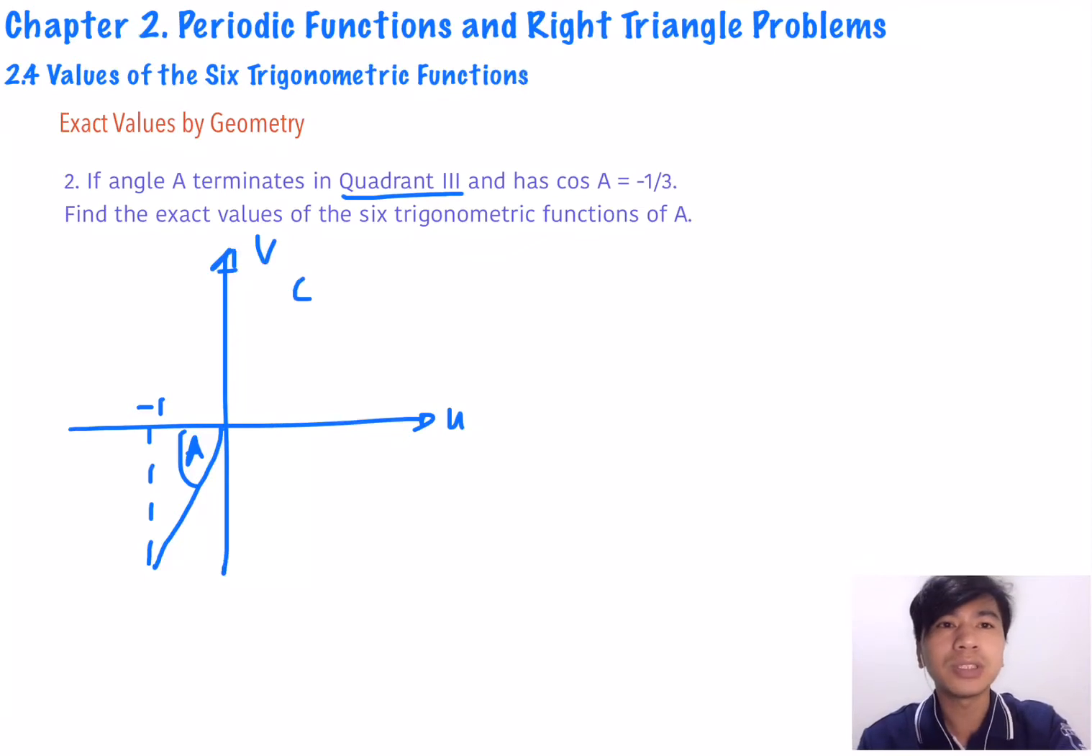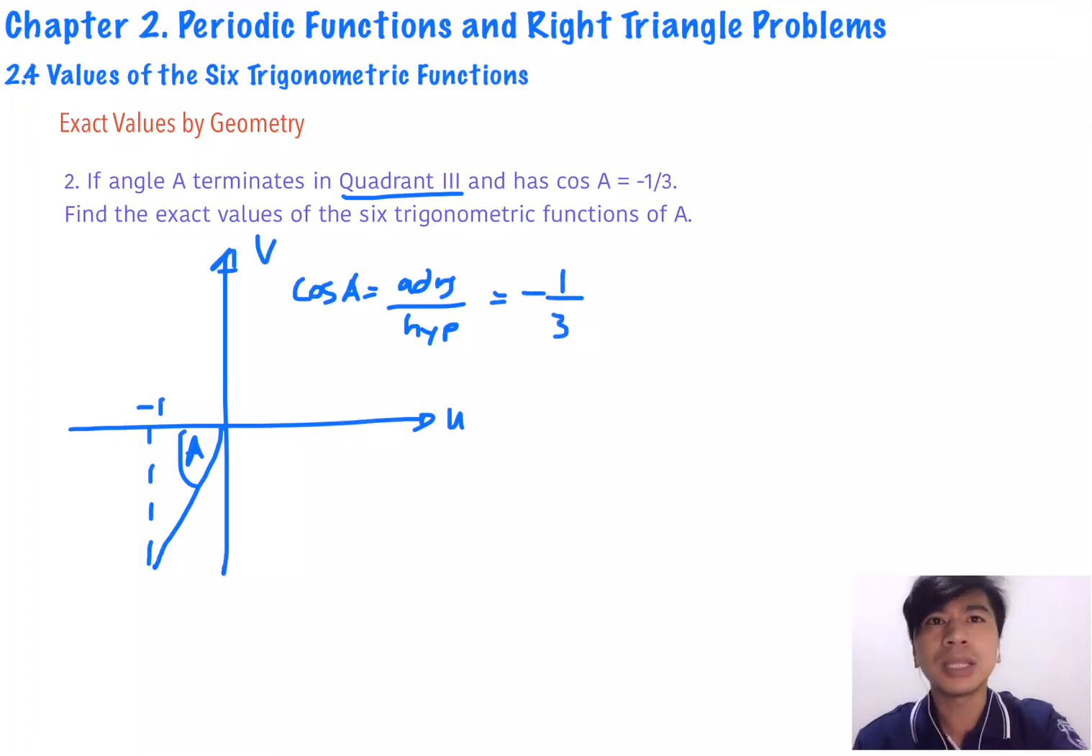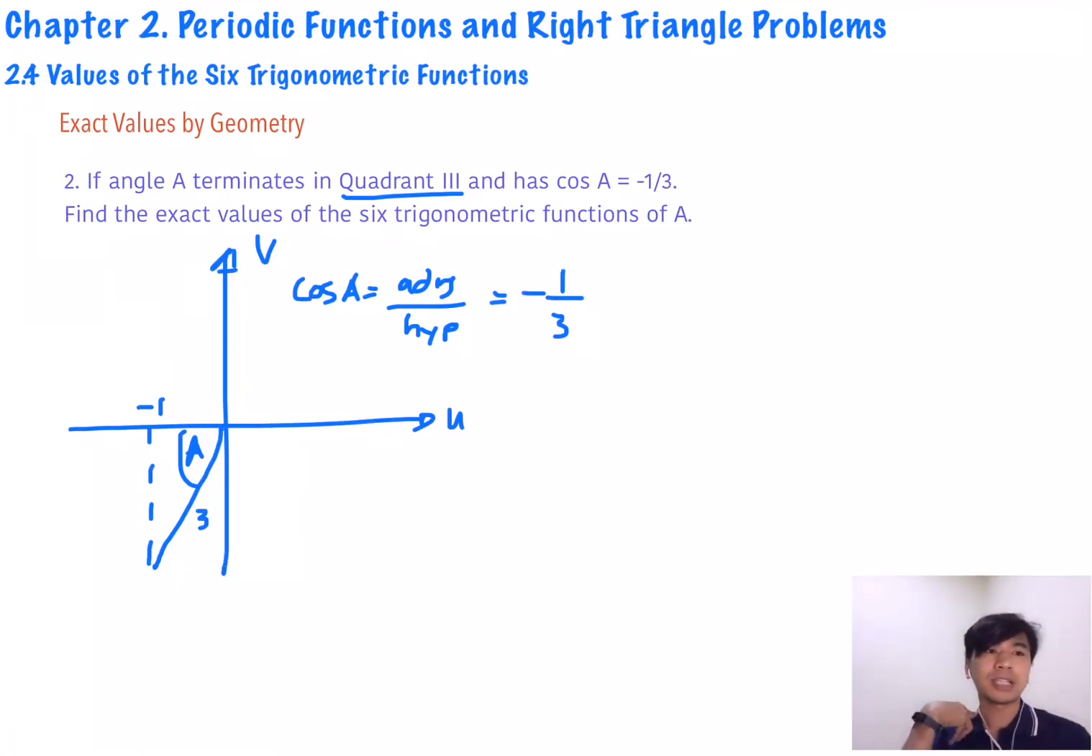So I'll begin with the definitions of cosine. Cosine A is equal to the adjacent over the hypotenuse. Now it says that cosine A is equal to negative 1 over 3. It means that the adjacent side is negative 1 and the hypotenuse is 3. Yeah, because that's the proportions of it. Even though that's not always true, you can have negative 2 and 6, negative 3 and 9, of course. But let's put it this way because that's just the ratio.